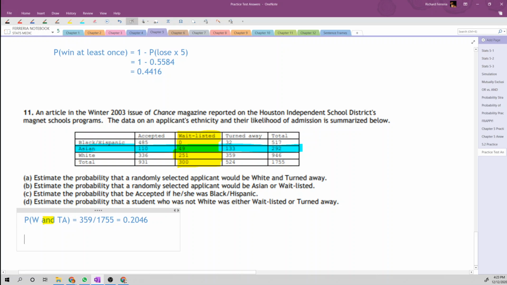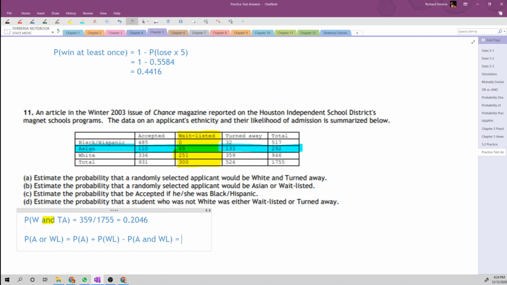So if I wanted to compute the probability of Asian or waitlisted, I'm going to have to use the general addition property. The probability of Asian or waitlisted is equal to the probability of Asian plus the probability of waitlisted minus the probability of Asian and waitlisted. And remember, this is because we had counted those 49 students when we counted all the waitlisted people, and we counted them again when we counted all the Asian people. So those 49 students were double counted.